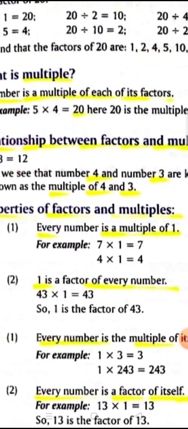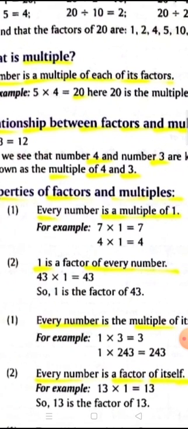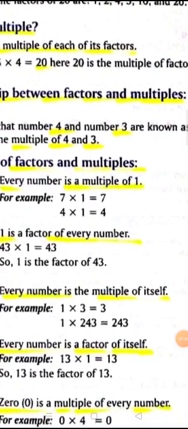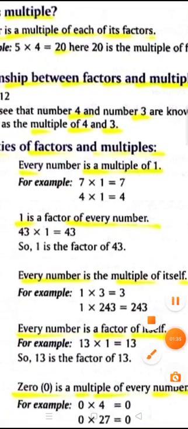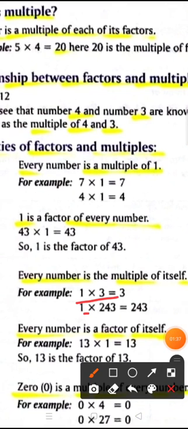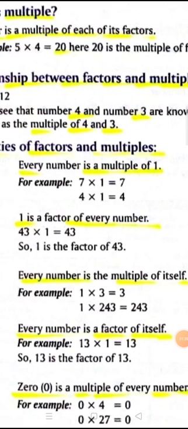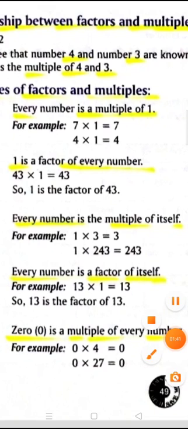Every number is a multiple of 1. You know that every number comes in the table of 1. 1 is a factor of every number. Every number is divided by 1, so 1 is the factor of every number. Every number is a multiple of itself. Every number is a factor of itself.